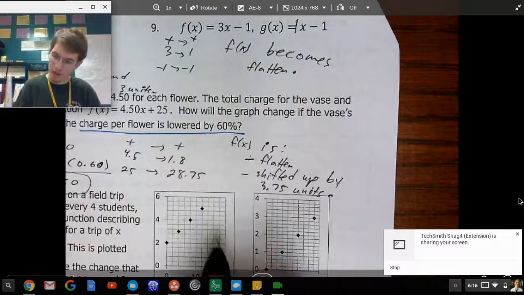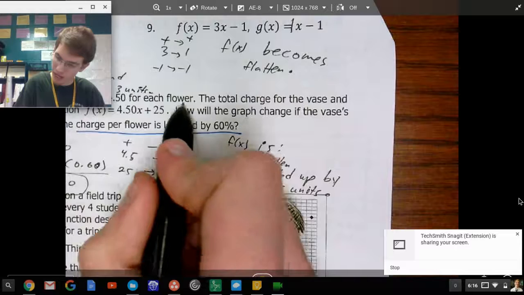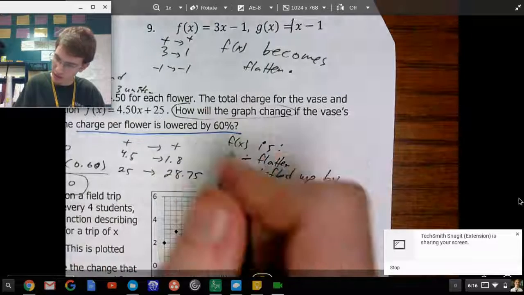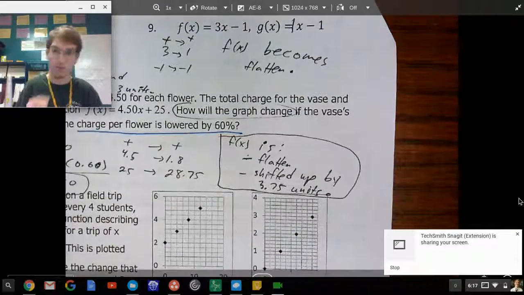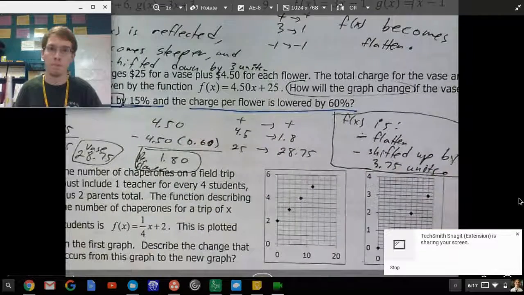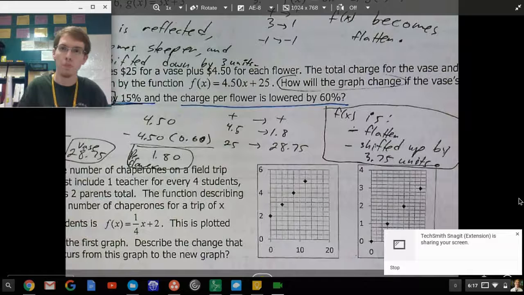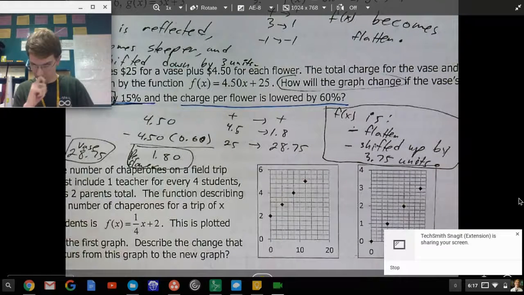Okay. And so there, we really were asked, how will the graph change? So this is our final answer. If you want something to box in, that's our final answer right there, the description. Okay, let's keep moving on.